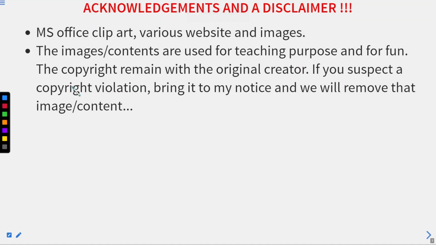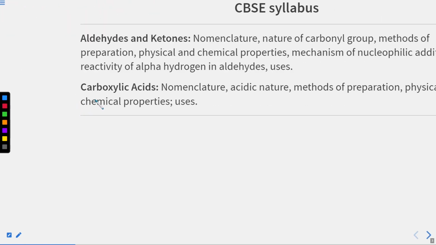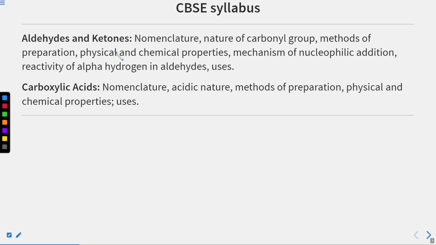Hello students, my name is Shashank Shekhar and today is the sixth lecture of the chapter Aldehyde Ketone and Carboxylic Acid. So if you look at the syllabus here, we have covered aldehyde and ketone whole and today we will go to the carboxylic acid part. In the last class we have seen aldol reaction, majorly aldol reaction and Cannizzaro reaction. Also we have seen the mechanism of Clemmensen reduction and Wolff-Kishner reduction.